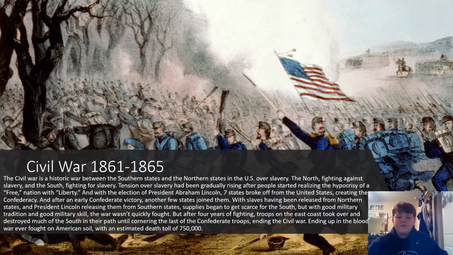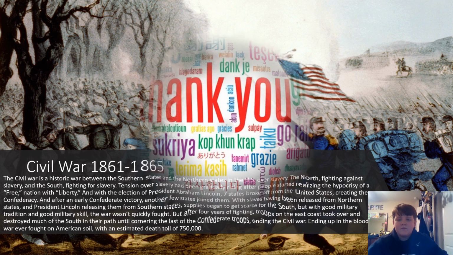And with an early Confederate victory, another few states joined them. And eventually, with slaves having been released from northern states, and President Lincoln releasing them from southern states, supplies began to get scarce for the South. But with good military tradition and good military skill, the war wasn't quickly over. After 4 years of fighting, troops on the East Coast took over and destroyed much of the South in their path, and cornered the last of the Confederate troops, ending the Civil War. This ended up being the bloodiest war ever fought on American turf, with an estimated death toll of 750,000 people dead. And that's it for my presentation.